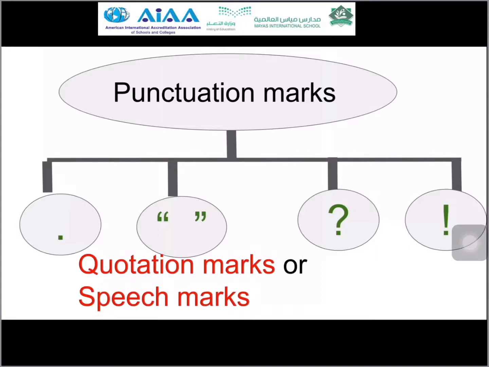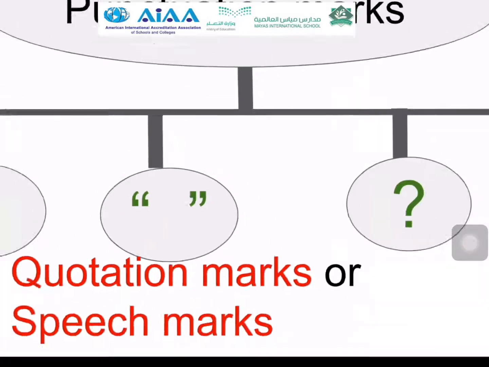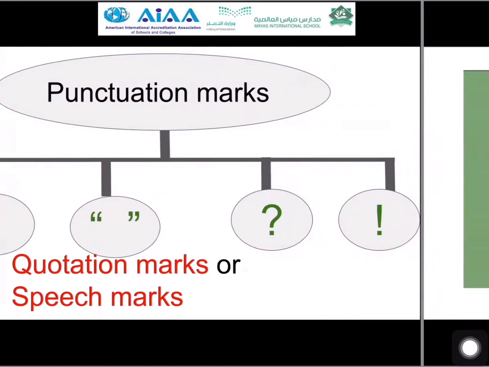From the second name, you know that we use them in speech. When you write exactly what someone said, exactly what someone answered, or exactly what someone asked, okay? So here, as you can see, it's like two commas, but they are up. Two commas at the beginning of the sentence and two commas at the end of the sentence. We will see how in much more detail.